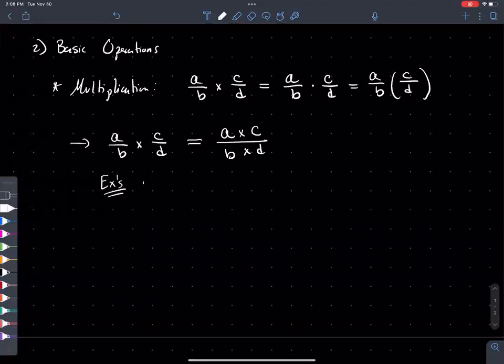So let's do example 1. You have the fraction 1/2 times 3 over 4. If we want to do this according to the rule, we have to create a new fraction where the numerator is 1 times 3 and the denominator is 2 times 4. We know how much this should be, or we can use a calculator. 1 times 3 is 3 and 2 times 4 is 8. So this is my final answer. When you multiply the fraction 1 over 2 times 3/4, you get 3/8.